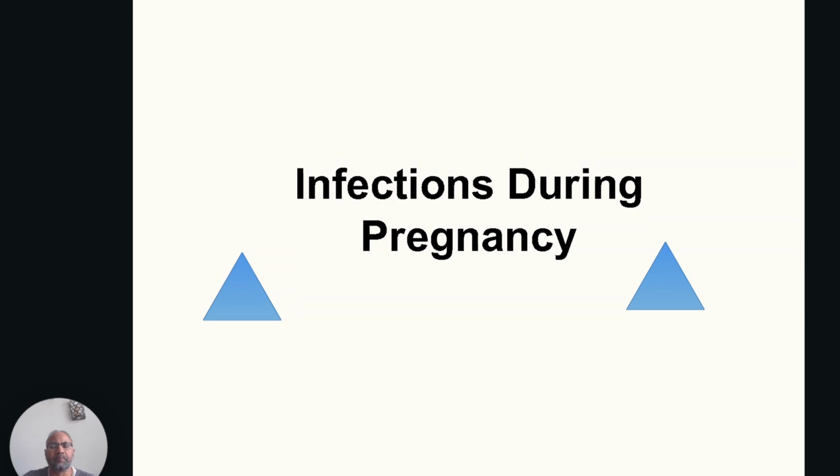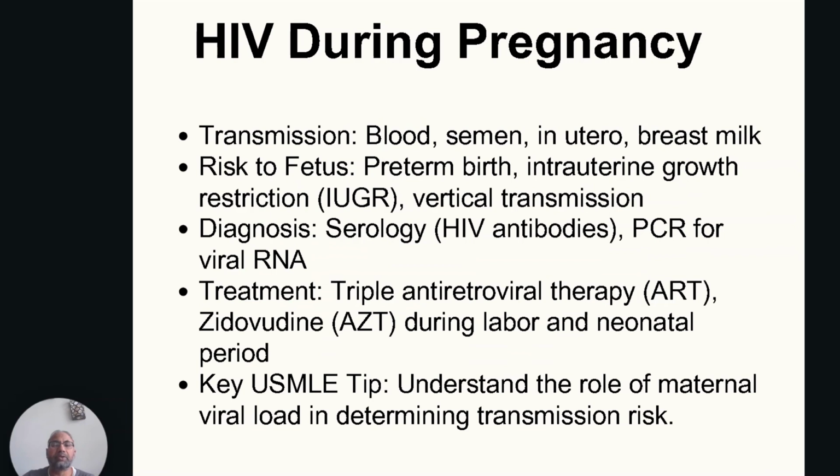As a part of our microbiology lecture series, we are going to learn about infections during pregnancy. That is, what are the chances of certain infections occurring during pregnancy, what are the consequences of those infections, and how to prevent that infection from reaching the baby. So this is what this topic basically covers. So let's start. And the first and most important infection is HIV during pregnancy.